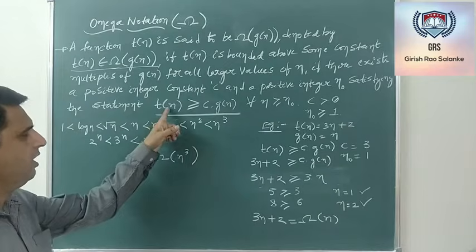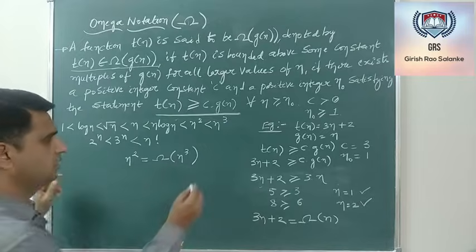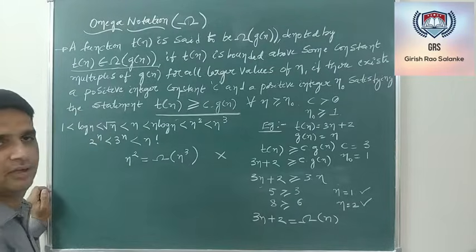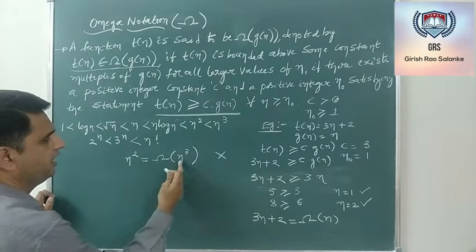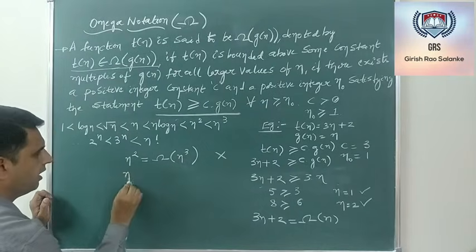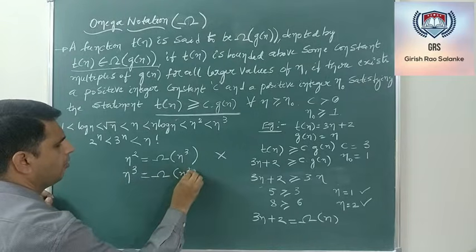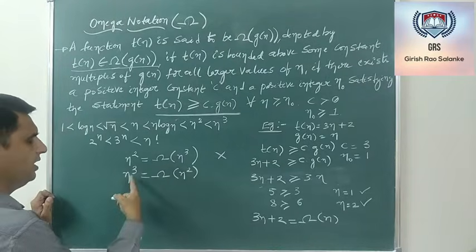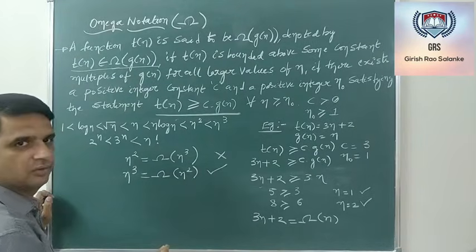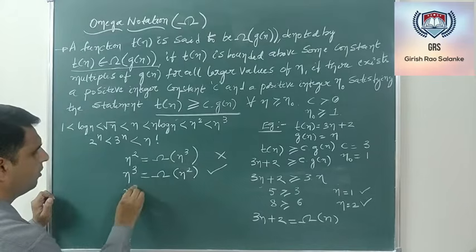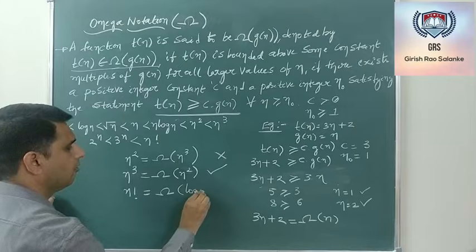So if you see, T of n should be greater than or equal to C into G of n. Now whether this is true, this is absolutely false. I can't use this omega with n square on the left hand side and n cube on the right hand side. But if I write something like this, is it valid? N cube is equal to omega of n square. Yes, this is true.